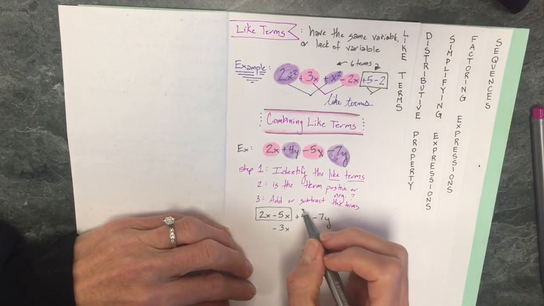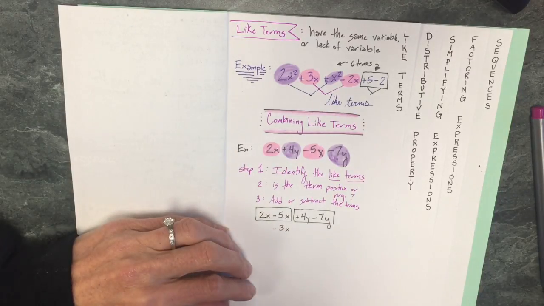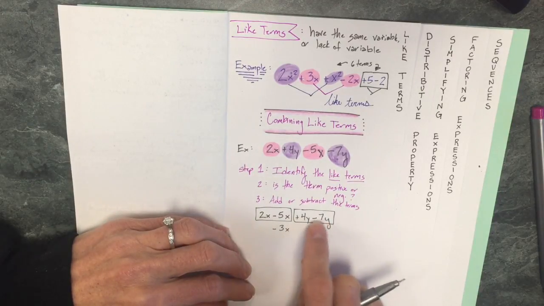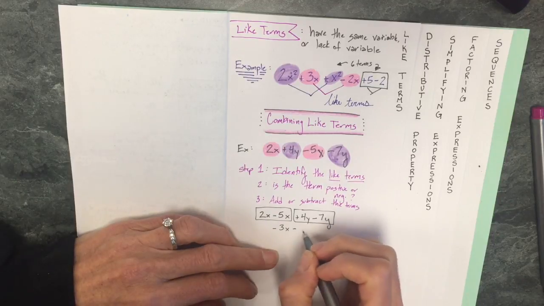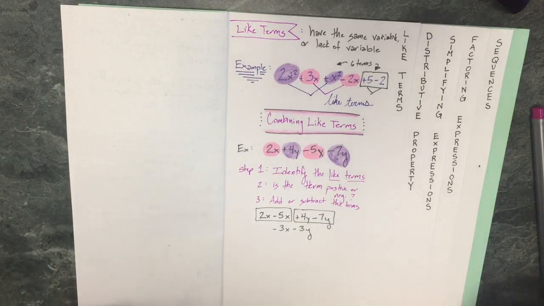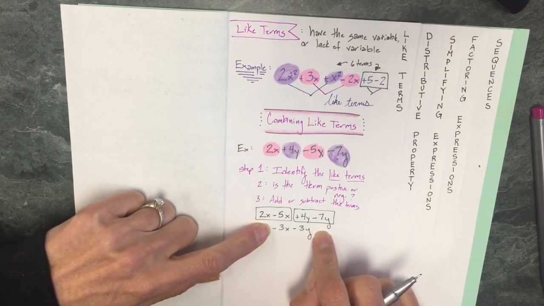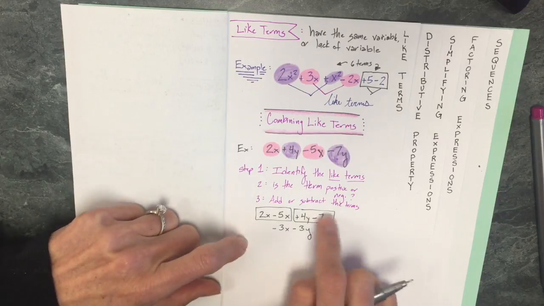And over here, I'm going to put these two together. So 4 minus 7, again, different signs subtract, and you'd end up with negative 3y over here. And that is the most simplified way we can combine and simplify this expression.